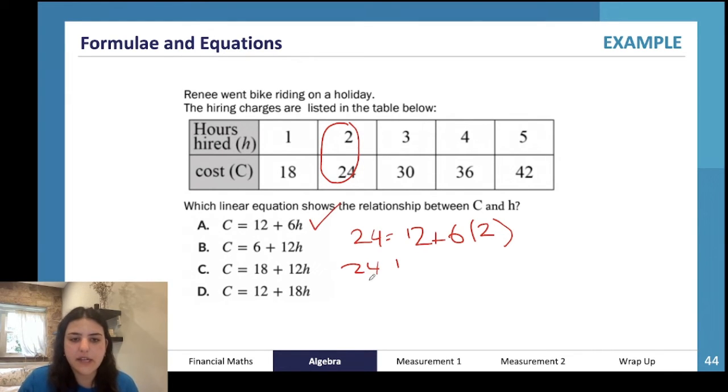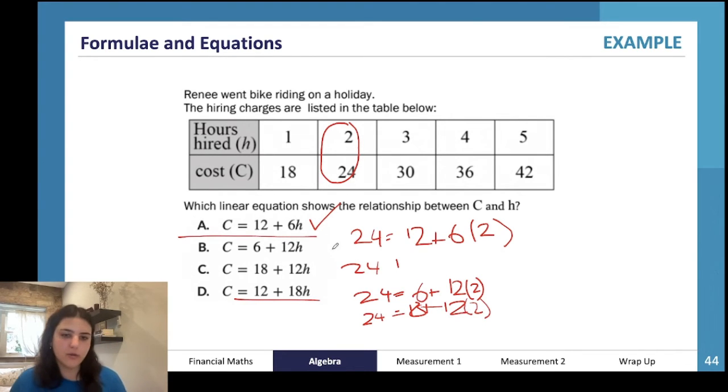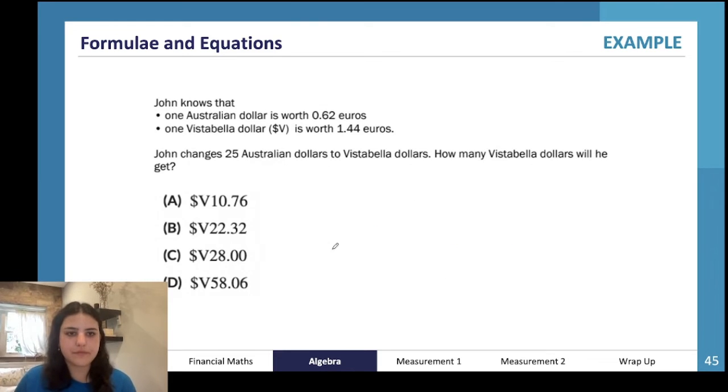Let's check the others. We know that, so 24 equals 6 plus 12 times 2. That would be too high. We have 24 equals 18 plus 12 times 2. That would be too high as well. And this one will be too high as well. So A is our correct answer. C equals 12 plus 6H.